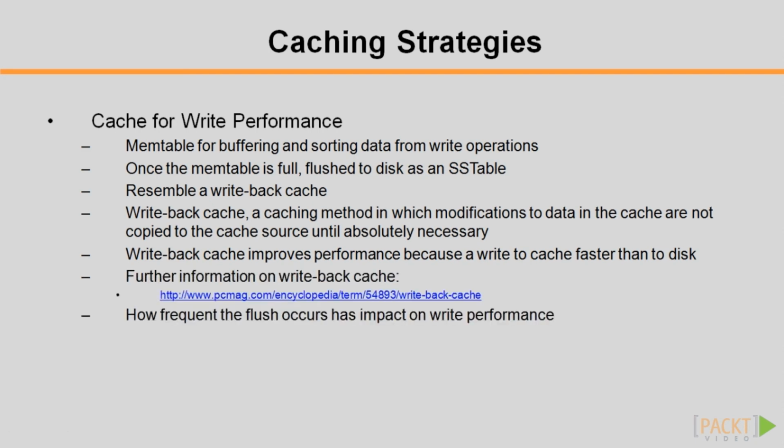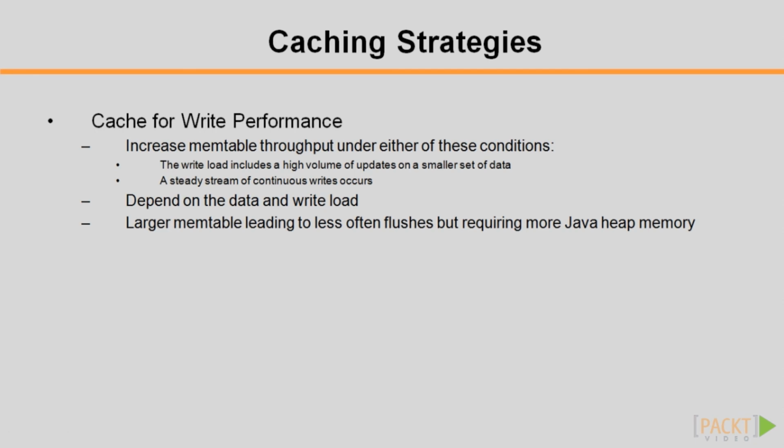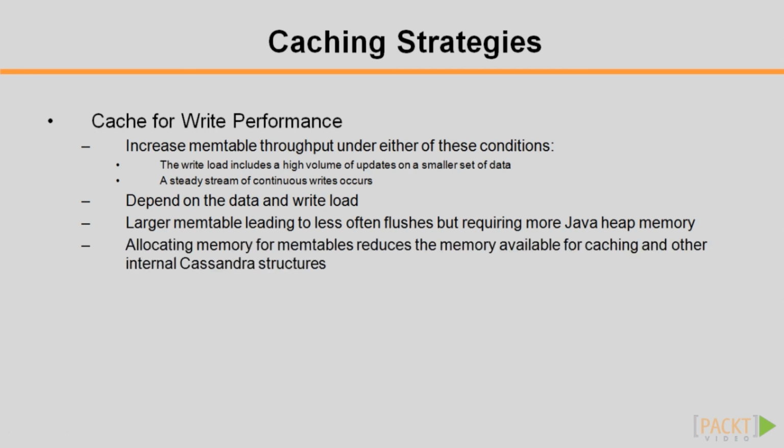So how frequent the flush occurs has impact on write performance. The memtable throughput can be increased when the write load includes a high volume of updates on a smaller set of data, or a steady stream of continuous writes occurs. It really depends on data pattern and write load. In general, a larger memtable leads to less often flushes but requires more Java heap memory. Allocating more memory for memtables reduces the memory available for read caches and other internal Cassandra structures. Since memtable is a per-table setting, the number of tables on a node also has influence.